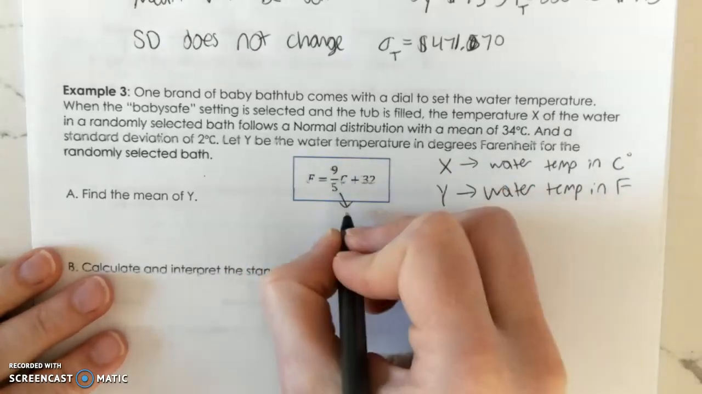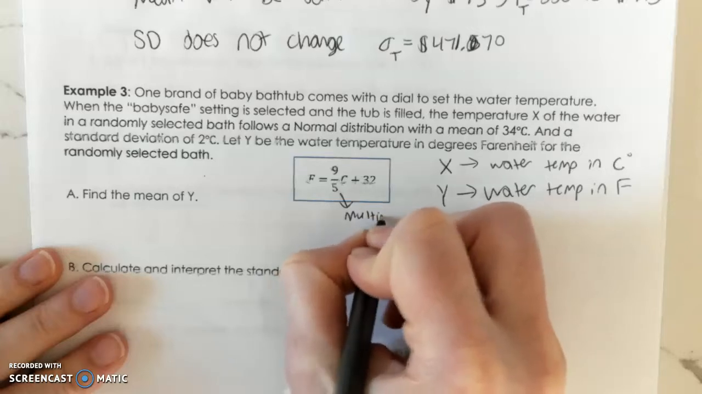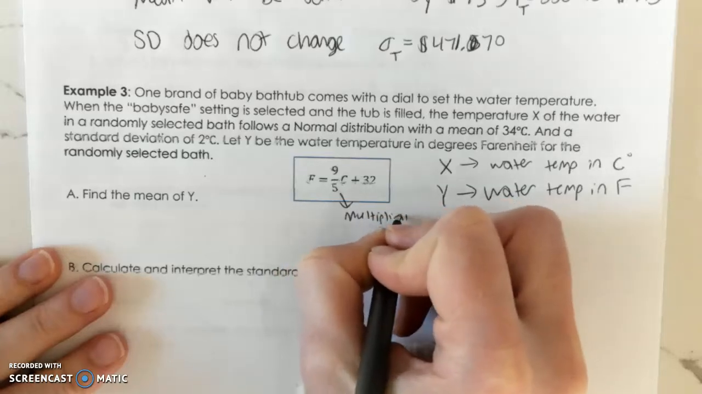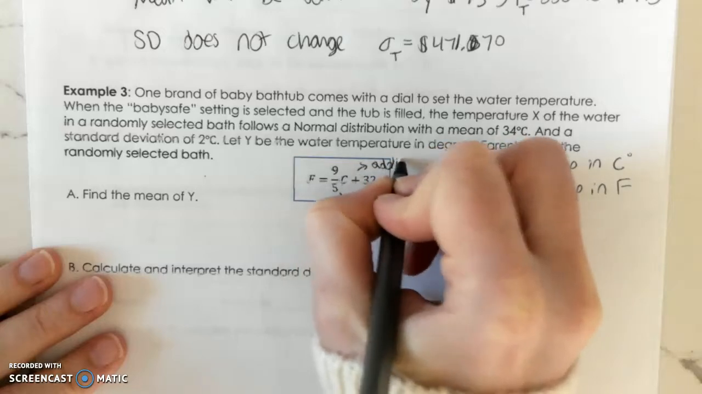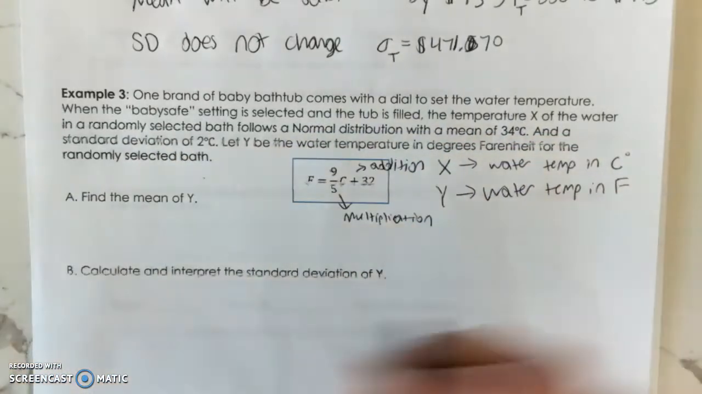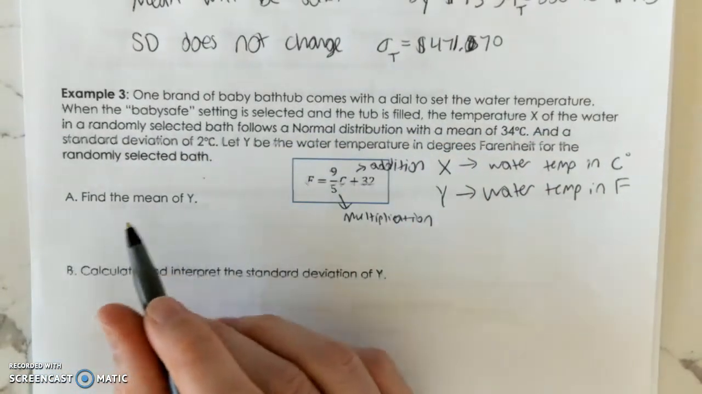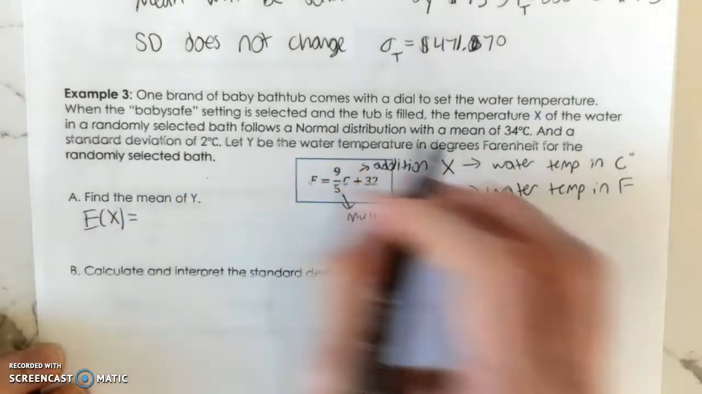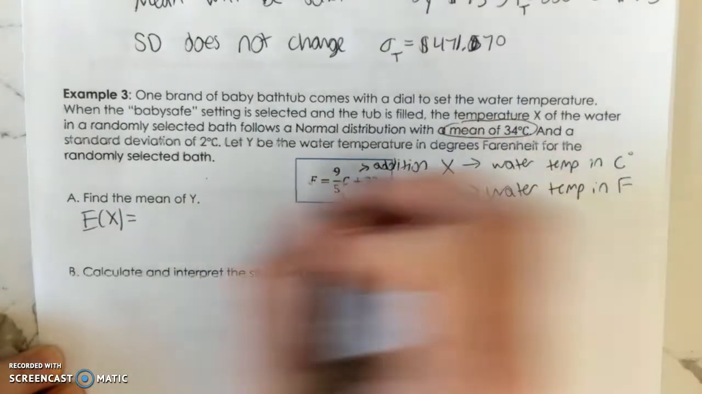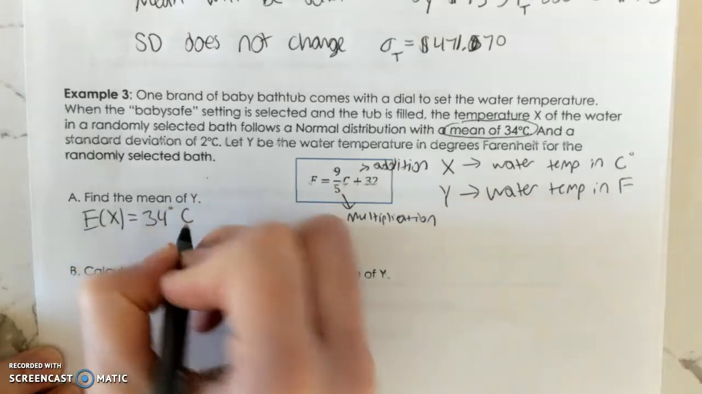So we know we've got two operations here. We've got multiplication, and we've got addition. So these are our two transformations that are happening with the random variable. So find the mean of y. Well, first we need to know the expected value of x, which they tell us to be 34 degrees Celsius.